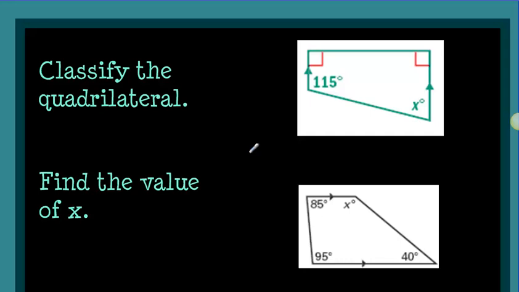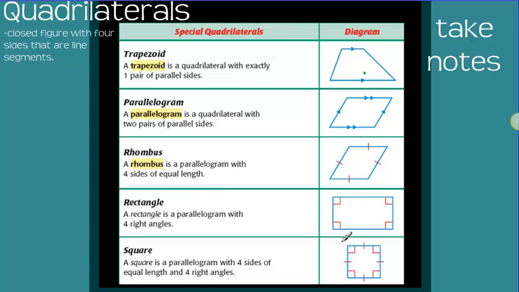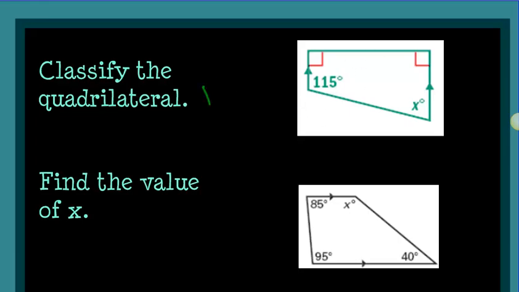Okay, let's classify this quadrilateral. This quadrilateral has 2 sides that are parallel and 2 90-degree angles. If I go back and I look, do any of these pictures remotely look like that? The trapezoid, because it has exactly 1 pair of parallel sides. So 2 sides that are parallel. So this quadrilateral is a trapezoid. Now it's a special type of trapezoid because it includes right angles. It's called a right trapezoid.